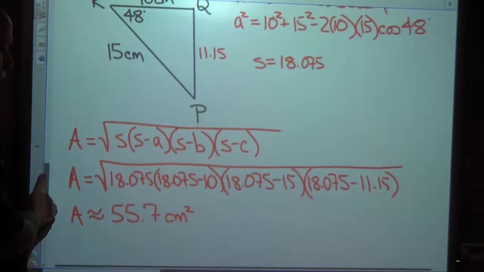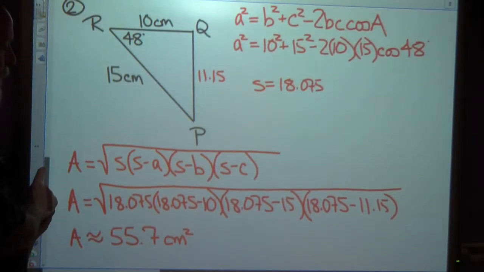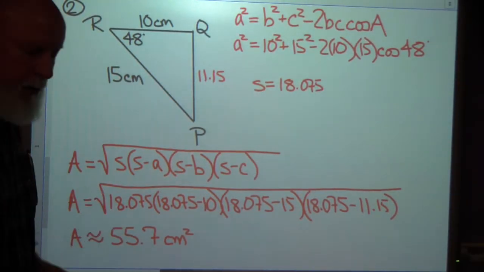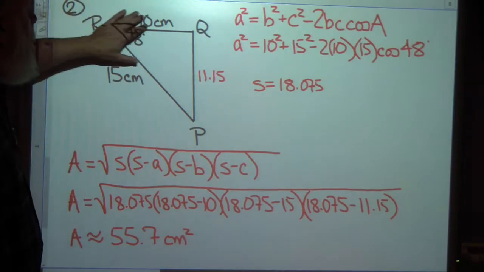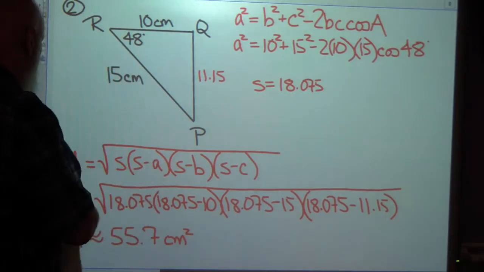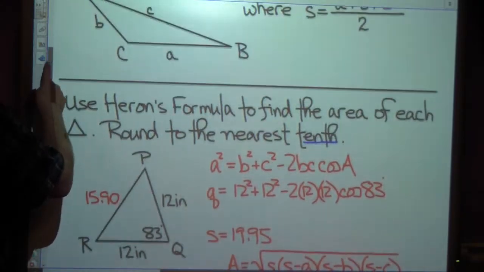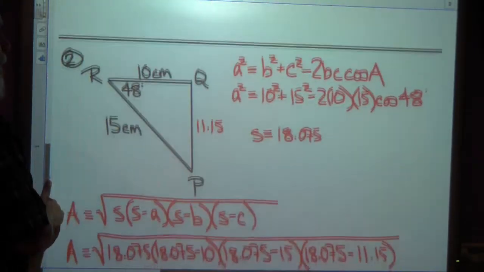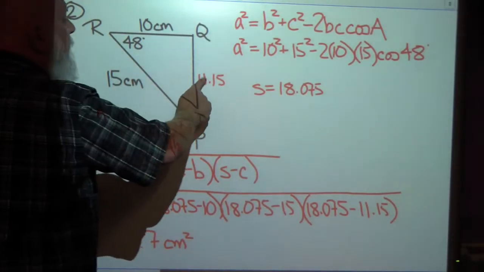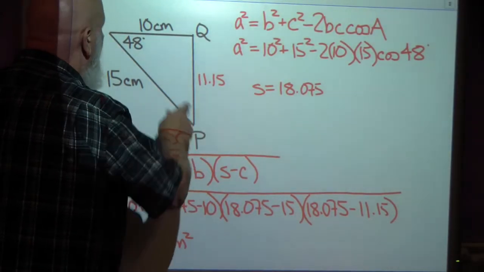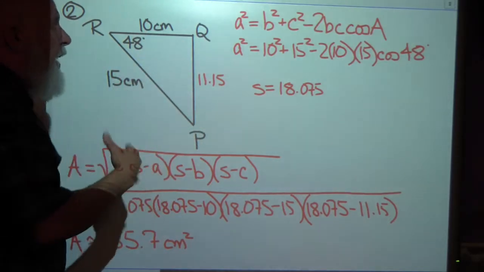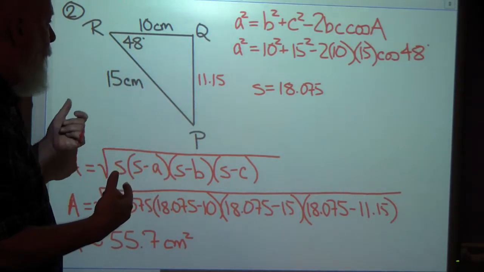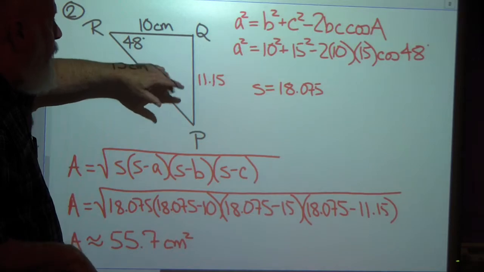So what did we do? And if you make a mistake, don't beat yourself up. I mean, it's easy to make a mistake. We looked at this and we said, well, we want to use Heron's formula to find the area of this triangle because we don't know the height. And we were missing a side. So the first thing we did was we said, hey, we can use the law of cosines here. You could try to use the law of sines, but you wouldn't be able to. So you would switch over to the law of cosines.